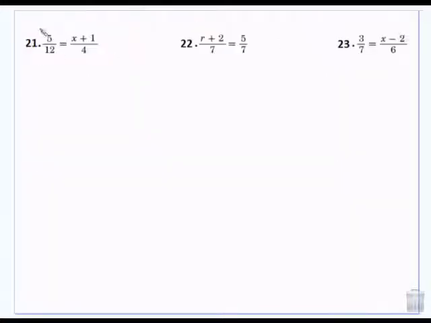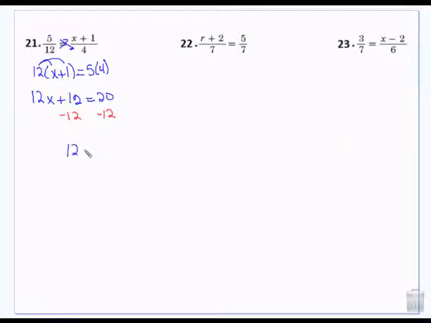Because you have some distribution, so when I cross multiply, I get 12 times x plus 1 is equal to 5 times 4. So I have to do that distribution. So 12x plus 12 is equal to 20. Subtract 12 from both sides. 12x is equal to 8. Divide by 12. And x is equal to, both of these divide by 4, so 2/3.